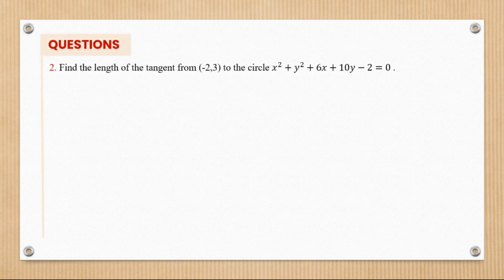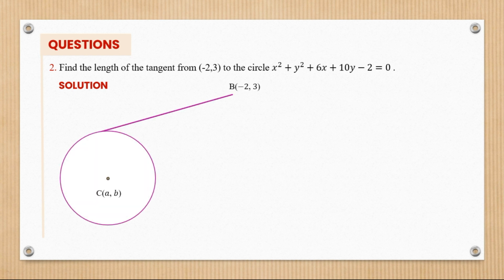Part 2. Find the length of the tangent from (-2, 3) to the circle x² + y² + 6x + 10y - 2 = 0. So now we are going to place the point. That is the point. We're going to call it point B, then touching the circle. So again, we're going to have to first find the center of the circle and the radius.